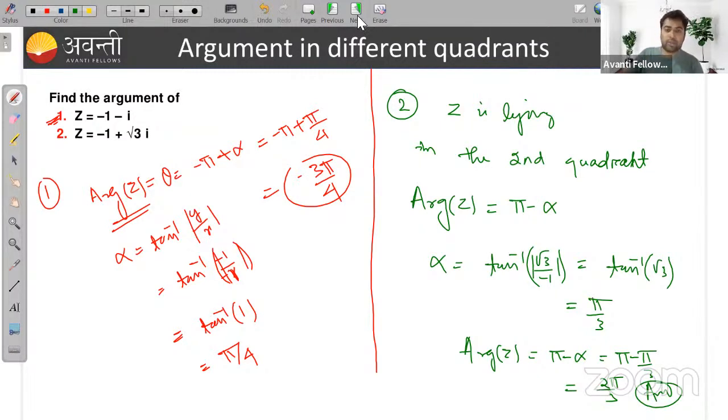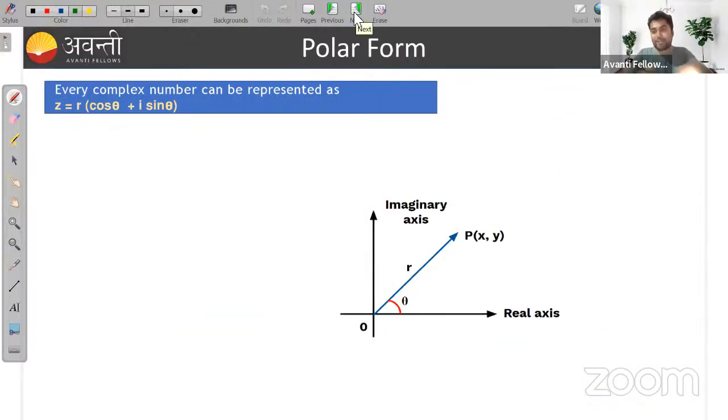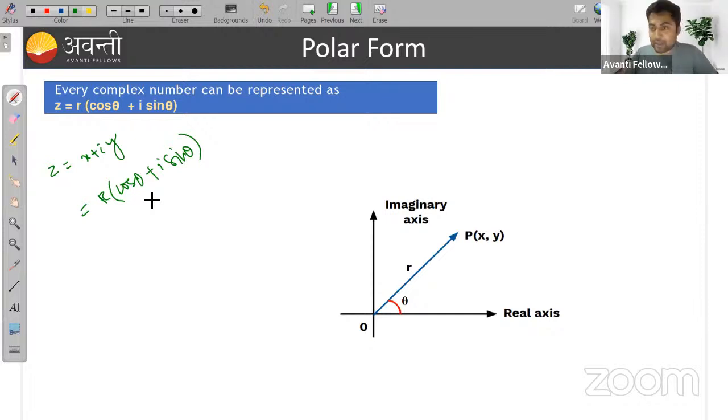Okay. So let's now study what the polar form is, and how we can find the polar form of a complex number. If z is a complex number x plus iy, and I ask you to find the polar form of this complex number, then it will be r into cos theta plus i sin theta. How can we find the polar form? Let's understand this concept first.